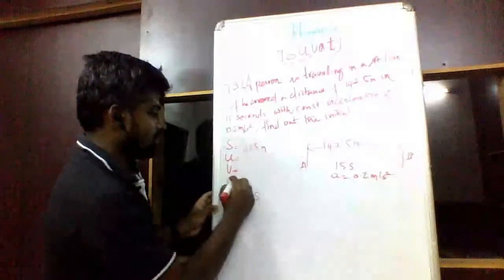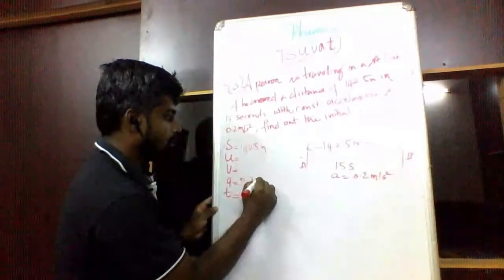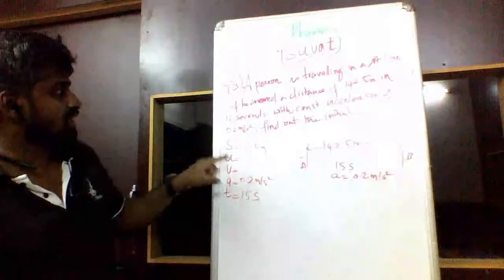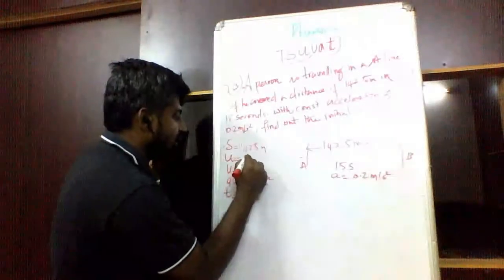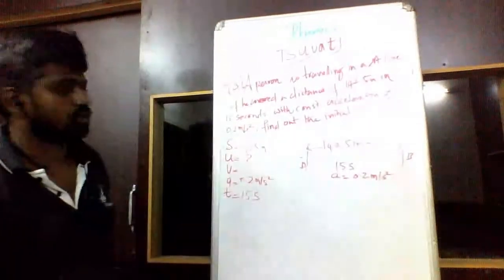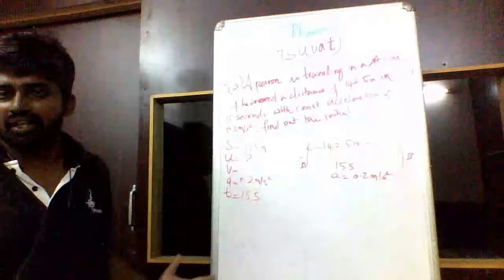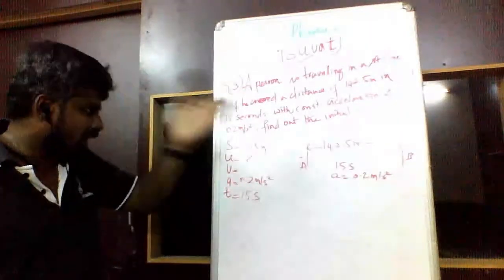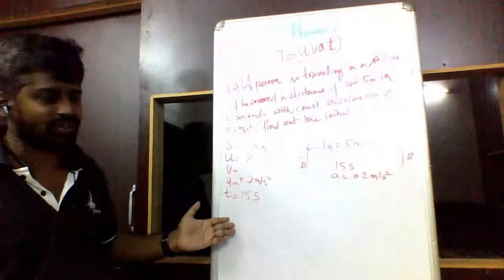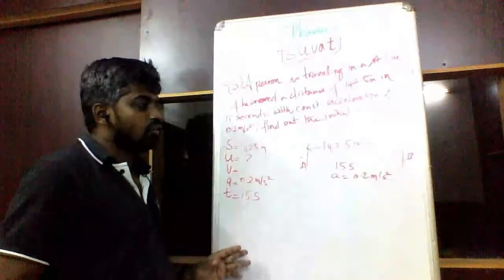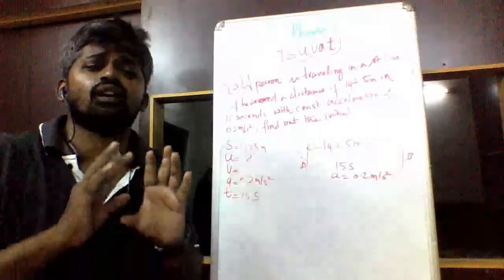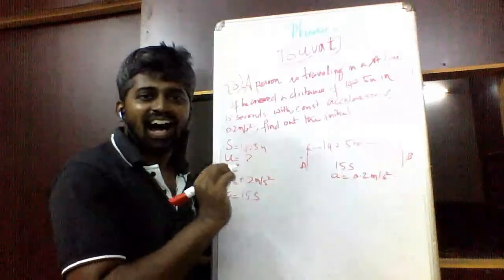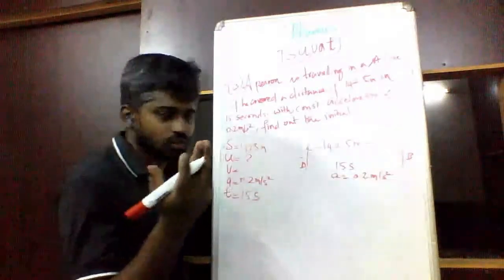Find out the initial velocity U. A is given, meter per second square. So simply write SUVAT, and put all the values over there. Now, which formula to use? This is a confusion for all the students. Which formula to use? Now, three equations you know already.